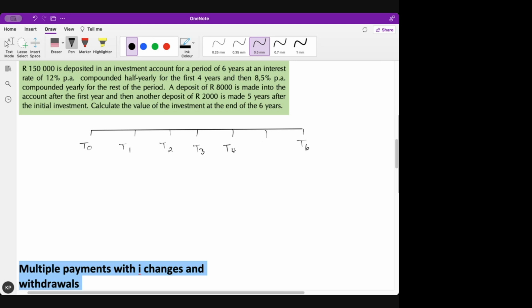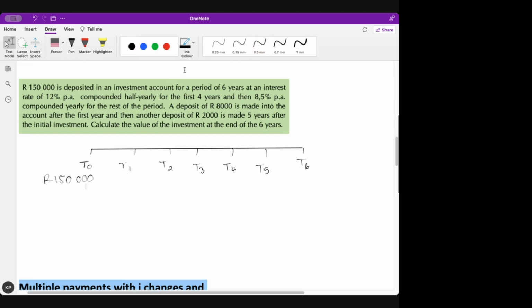Remember, these T1, T2, T3 are representing the end of the year. So when you're at T1, it's the end of the first year, so you are earning the interest because the year has passed. That's how it works. So in the beginning, this person deposits 150,000 rands.